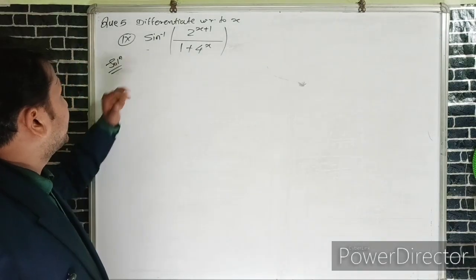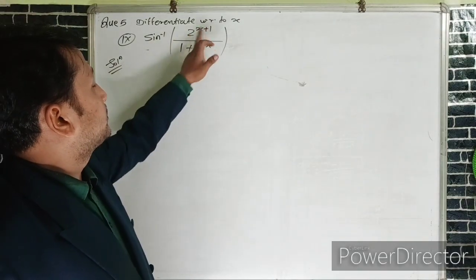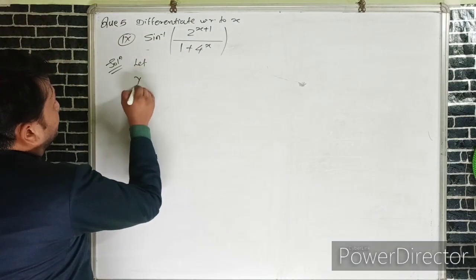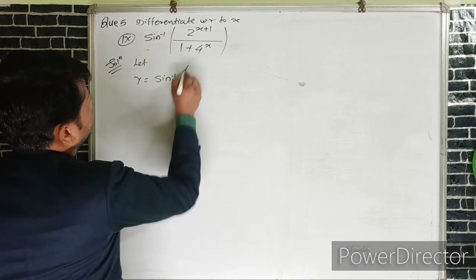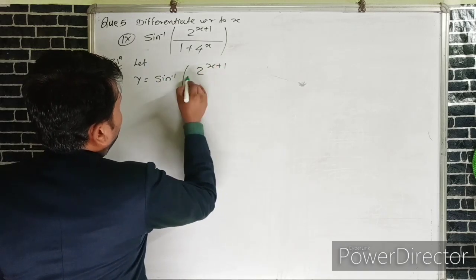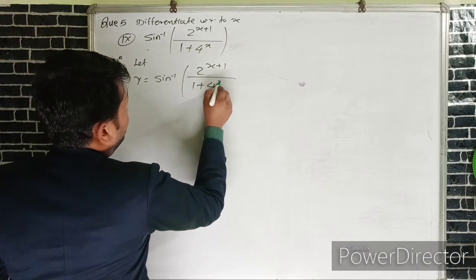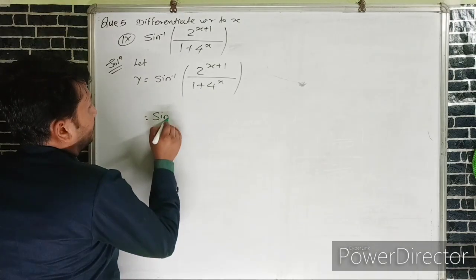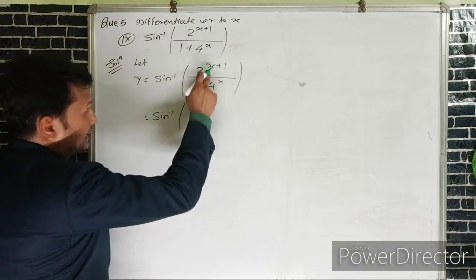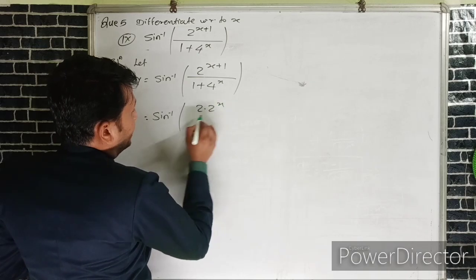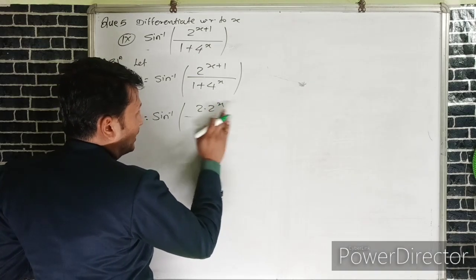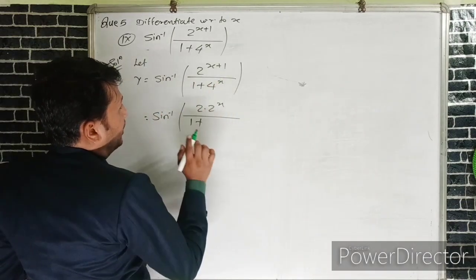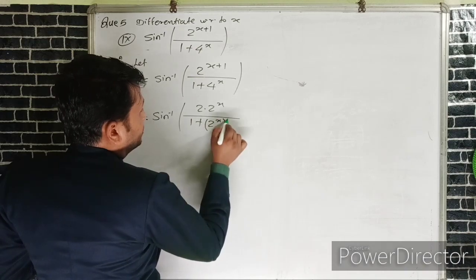Next one, example number 9 is sin inverse of 2 raised to the power x plus 1 upon 1 plus 4 raised to the power x. First we consider the given function y is equal to sin inverse of 2 raised to the power x plus 1 upon 1 plus 4 raised to the power x. First we convert this function by using the rules of indices. We can write it as 2 into 2 raised to the power x, and 1 plus 4 raised to the power x is 1 plus 2 raised to the power x whole bracket square.